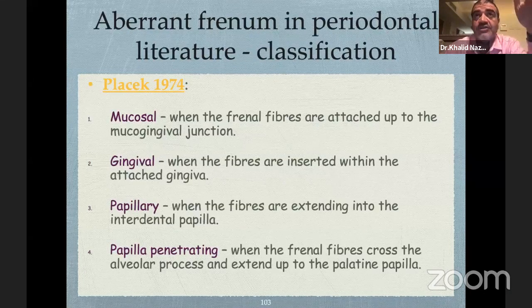This is a classification of frena in the maxilla, and this is the only classification that is still used, actually. It's a very good one. There are 4 levels of attachment of the frenum in the maxillary central incisor area. Mucosal means it's apical to the mucogingival junction. Gingival means it is at the mucogingival junction or a little bit more. Papillary means it's in the interdental papilla between the central incisors. And papillary penetrating means it goes all the way to the palatine papilla. And those are very, very challenging.